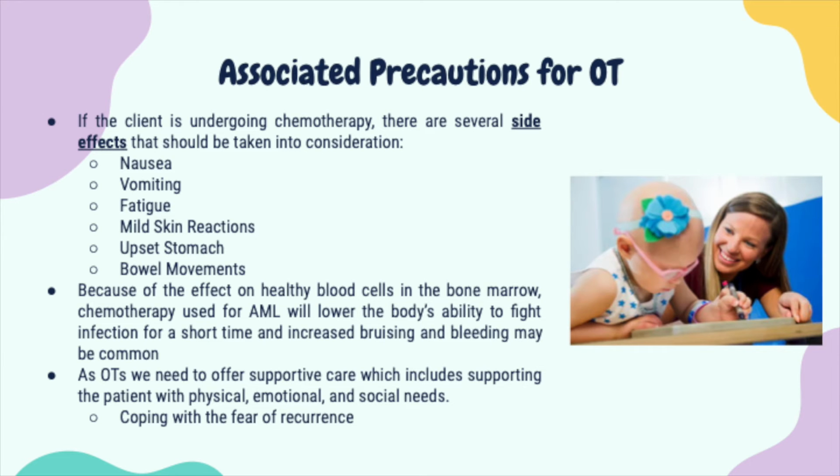If the client is undergoing chemotherapy, there are several side effects that should be taken into consideration. These side effects include nausea, vomiting, fatigue, mild skin reactions, upset stomachs, and bowel movements. Because of the effect on healthy blood cells in the bone marrow, chemotherapy used for AML will lower the body's ability to fight infection for a short time. As OTs, we need to offer supportive care, which includes supporting the patient with physical, emotional, and social needs. We also need to help with coping with the fear of reoccurrence.